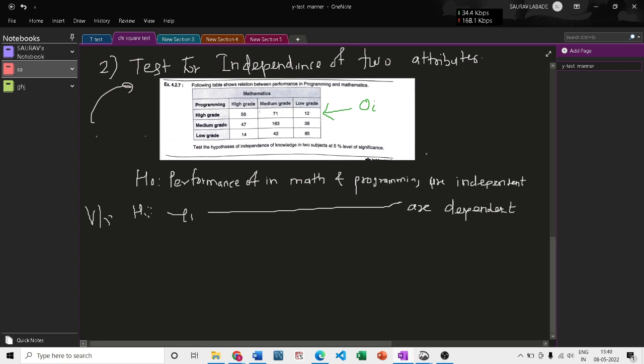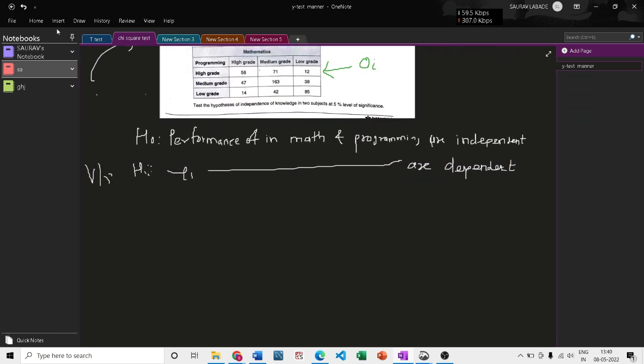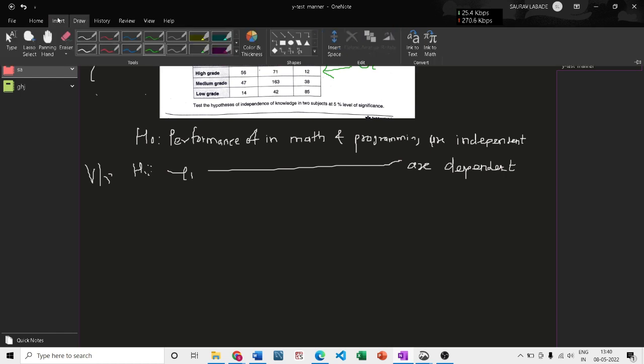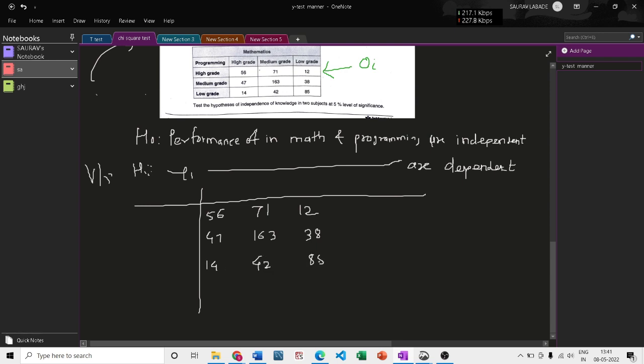Firstly, I will make one column of Oi, the observed frequencies. So what are my Oi? They are simply the observed frequencies: 56, 71, 12, 47, 163, 38, 14, 42, 85. These are all the observed frequencies.